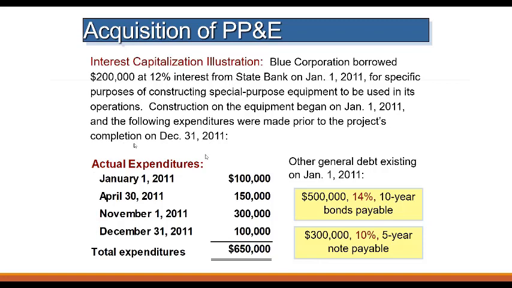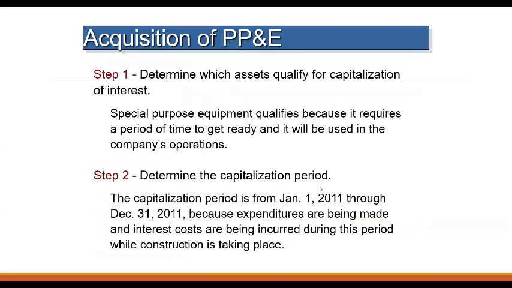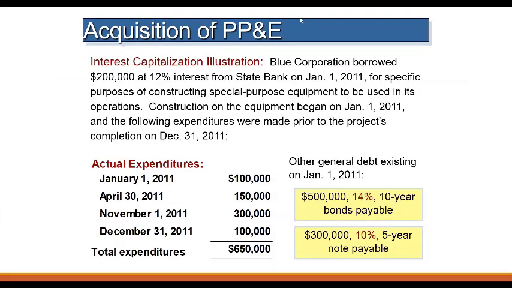These are the actual expenditures that have been made. The company paid on January 1st 100,000, April 31 50, November 300, December 100, total expenditure 650. The company also has other general debt existing on January 1st, 2011: a 500,000 14% 10-year bond payable, and 300,000 10% 5-year notes payable. This is the example that we are going to apply the three conditions on.